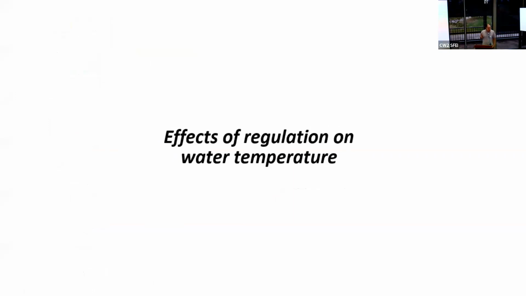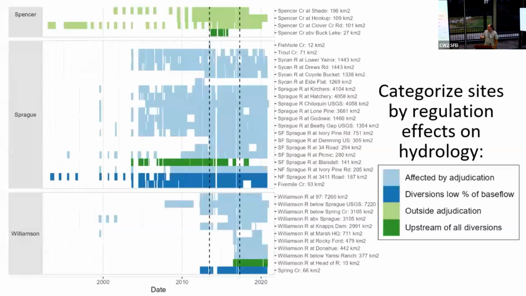Okay, so now moving on to water temperature and the effects of that water rights regulation. We categorized every water temperature site according to how strongly we thought its hydrology was affected by the regulation and the water rights. We've got some sites that are upstream of all the diversions. Spencer Creek is not included in the geography of the adjudication, so it wasn't affected. Then we've got other sites where, yes, there are some diversions, but if the diversions are a very low percent of the flow, it's not going to have a major effect. So those are three kinds of indices or references that we can use to compare to the other sites that were affected by the water rights.